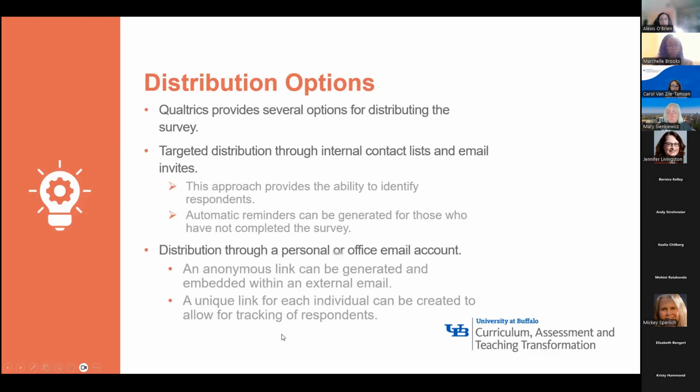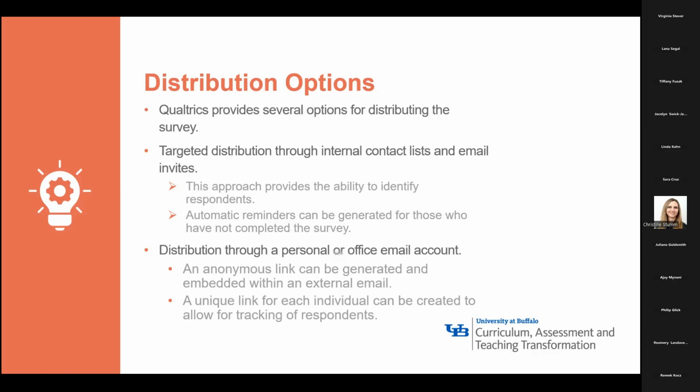There are also several ways to distribute your surveys or forms when you create them. You can do targeted distribution where you would actually know, ahead of time who you want to send the survey or the form to. And you can use the internal mailing feature to send your invites to those people. And this approach will allow you to identify those respondents, but also it allows the system to know who responded and who did not, so that automatic reminders could be sent to those people if they haven't responded within a certain time frame.